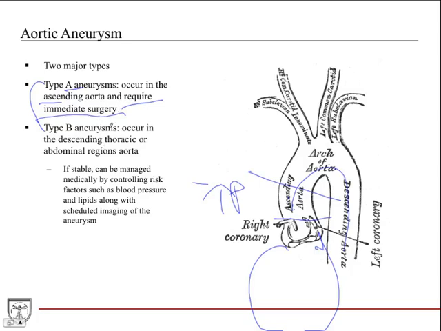Type B aneurysms, however, occur in the descending thoracic or abdominal regions of the aorta. So this portion down here and all the way down into the abdomen. If these patients are stable, they can actually be managed medically by controlling the risk factors such as blood pressure and their lipids, so their cholesterol, along with scheduling imaging of the aneurysm. So these people need to be followed. They need to get a CT scan periodically to measure the diameter, and you need to make sure that the diameter of the aneurysm is staying consistent. If it ends up growing, then you need to talk to either a cardiac surgeon or a vascular surgeon, depending on where it is, about whether it needs to undergo surgical repair.